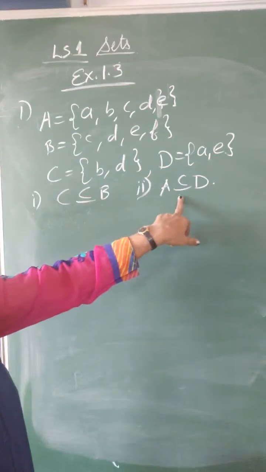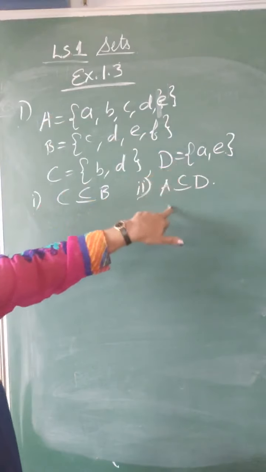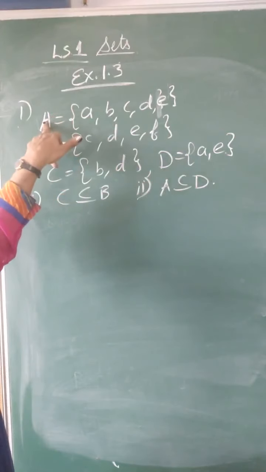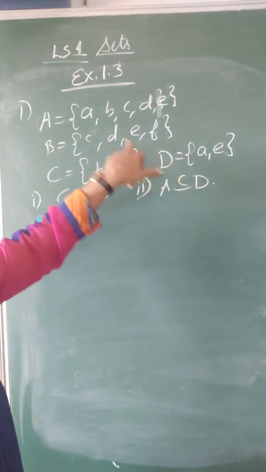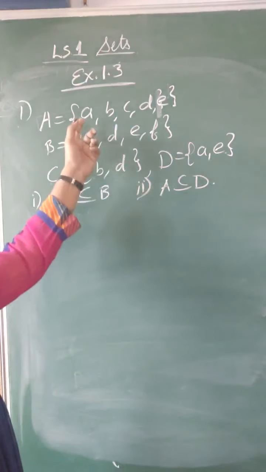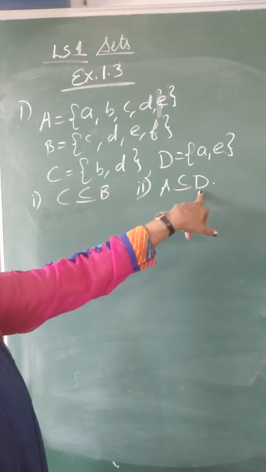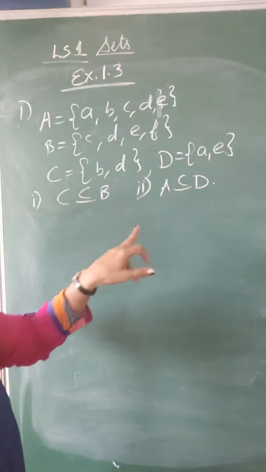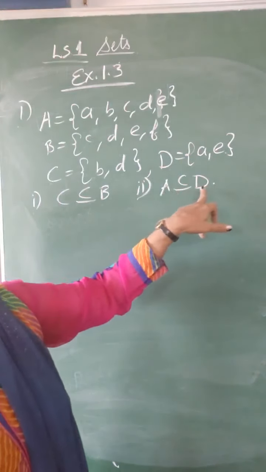Now here it is mentioned that A is a subset of D. Now see, this is A and this is D. Clearly it is clear from the elements of A and D that A is not a subset of D. All the elements of A do not belong to the set D. So according to the question, where it is mentioned that A is a subset of D, you will write that the given statement is false, as all the elements of A do not belong to the set D.